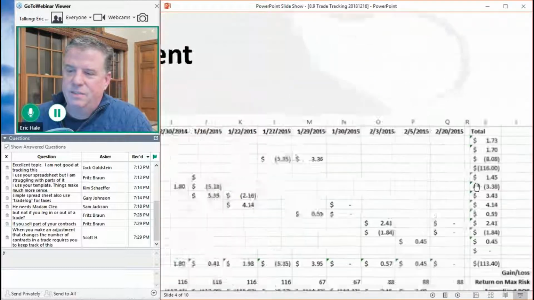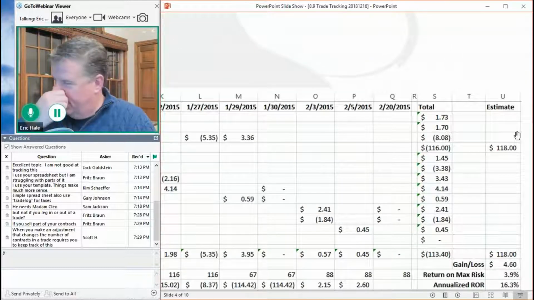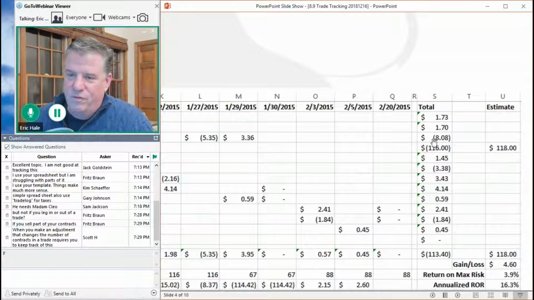The other thing on this spreadsheet here on the far right is I have the total for the row.